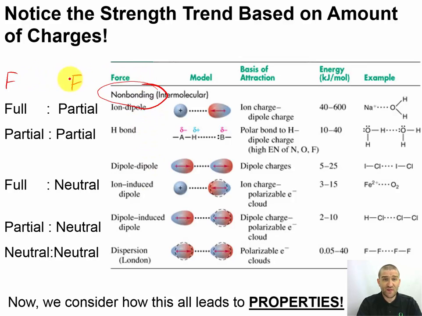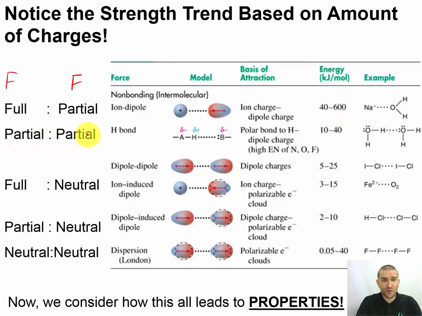So they exist, they're just higher in energy, and we're not going to bring them up here other than me pointing them out for the pattern that emerges. Full to full, incredibly strong. Full to partial, in other words, ion to dipole. That one's also going to be almost as strong as a bonding force.